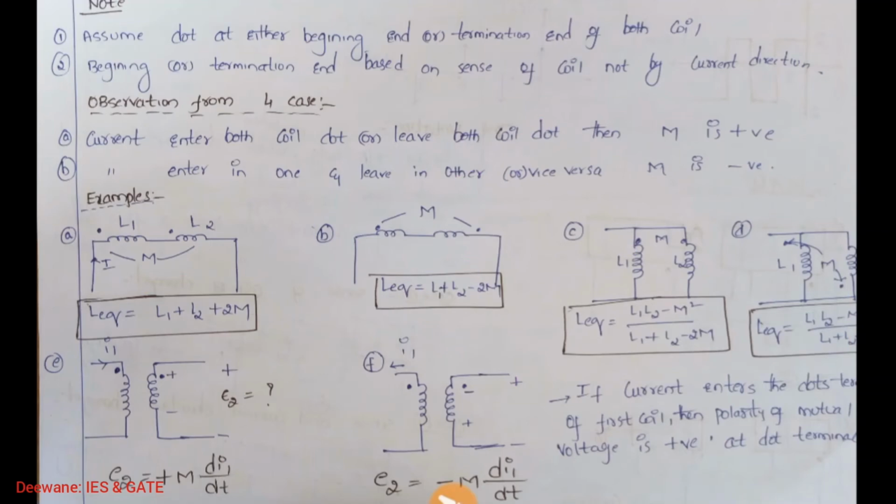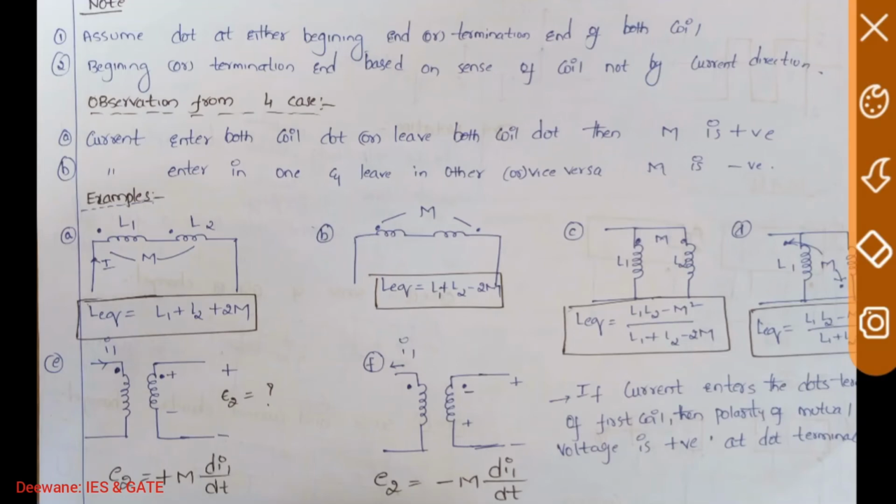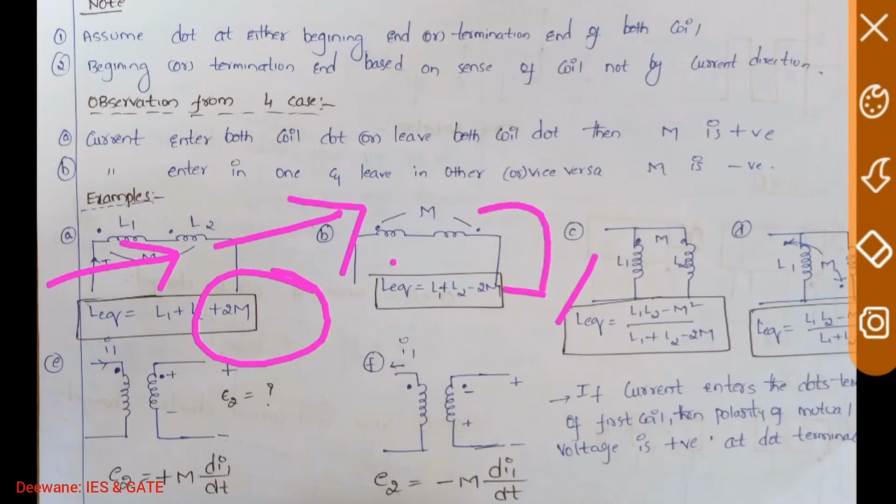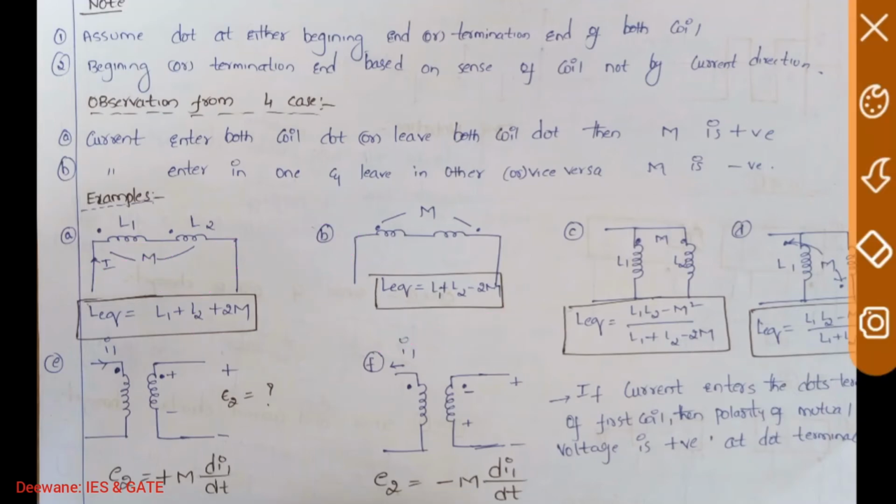Or you can say, from the example I have given, when current enters the dot of both terminals, the inductance is positive. When current enters the first inductance at the dot and leaves at the second dot, the equivalent inductance is negative. Similarly here, the current enters both dots, so the equivalent inductance is positive, meaning it will get higher EMF.